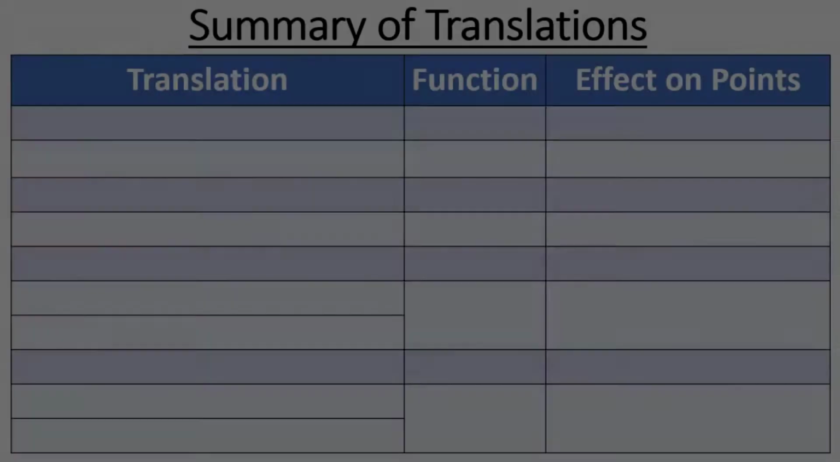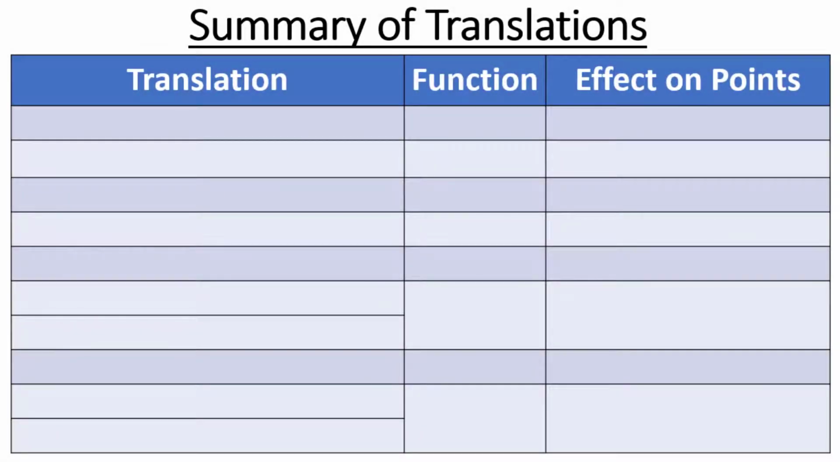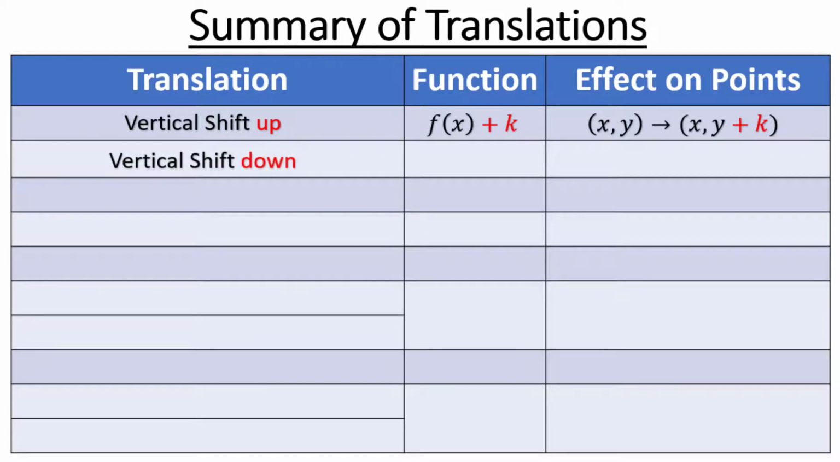Let's summarize all of the translations we have discussed. A vertical shift up is represented by f(x) + k, which means we must add k to each of our y values in order to move up vertically. A vertical shift down is represented by f(x) - k, which means we must subtract k from each of our y values in order to move down vertically.